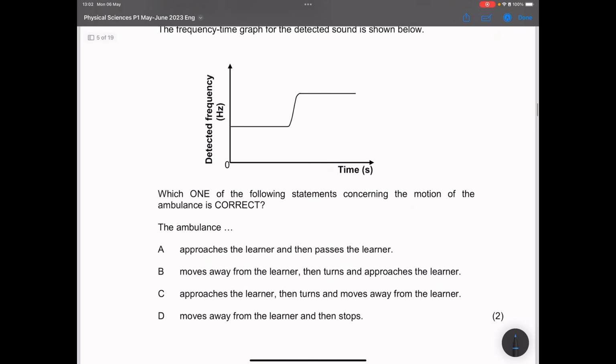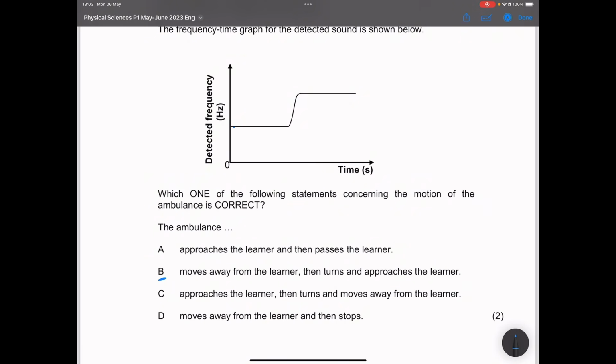They say the ambulance firstly approaches the learner and then passes the learner. Now, look at that, ladies and gents. First of all, I see that the detected frequency is lower at first, which suggests that this is something that was moving away. Afterwards, the frequency is much higher, so that means that it was moving towards. So approaches the learner, not really, so that would not be correct. So firstly, they say moves away from the learner, then turns and approaches the learner. That looks just about correct, but let's look at the other answers.